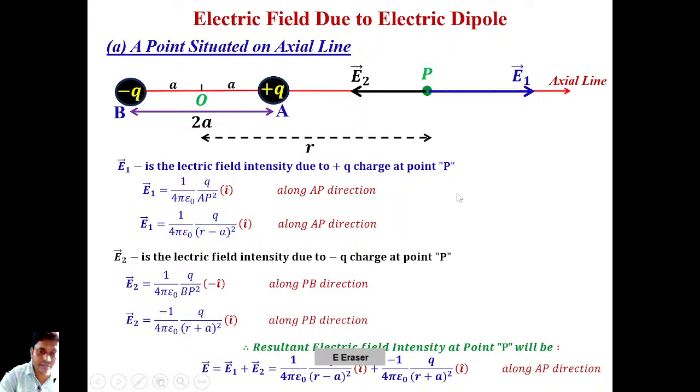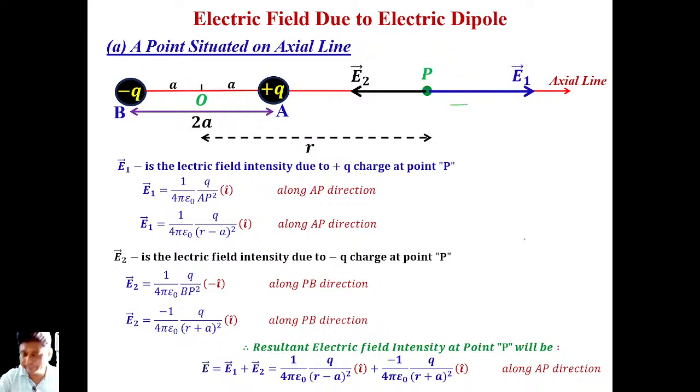So hence the net electric field intensity will be along the AP direction. That means along this direction. So in the figure itself I drew the same, that this vector E1 has the larger length and E2 has the smaller length. So whenever you write your notes, you have to take care about that.